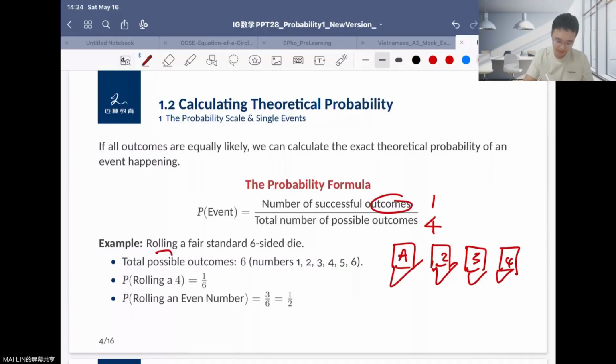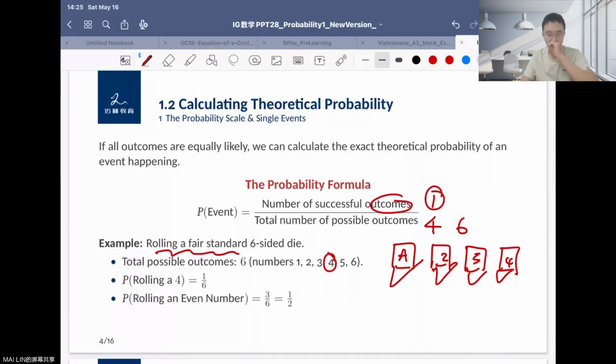Here is another example: rolling a fair standard six-sided dice. The total number of possible outcomes is 6. The numbers we have are 1, 2, 3, 4, 5, 6. For the probability of rolling a 4, there's only one successful outcome, so the numerator is 1 and the denominator is 6. So the probability is 1 over 6.